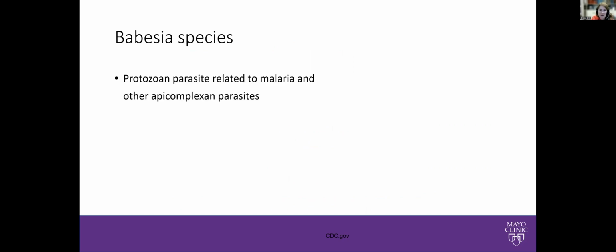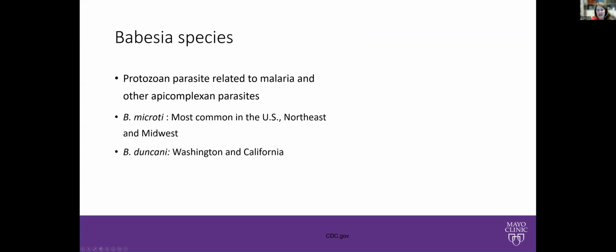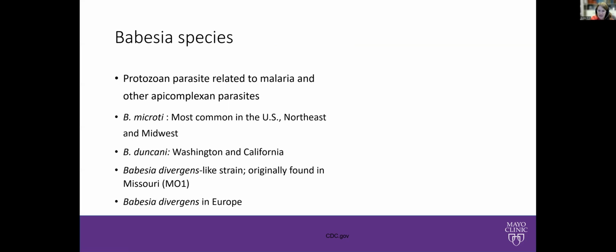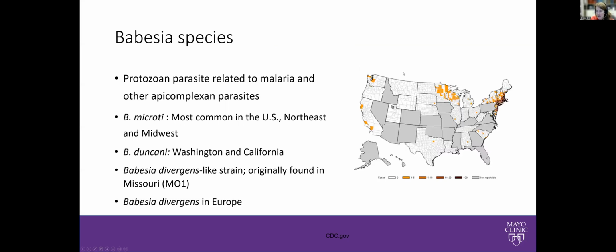All right, so let's talk about some of the other things you can find. Babesia species, it's a protozoan parasite related to Plasmodium species and other apicomplexa parasites. Babesia microti, the one that we worry the most about in the US, is found mostly in the Northeast and the upper Midwest. But then we have this other species, Babesia duncani, you can find on the West Coast. And then we occasionally see this Babesia divergens-like strain. And Babesia divergens happens to be the strain that we see in Europe. So in North America, and specifically the United States, we have the hot spots of the upper Midwest, the Northeast, and then some scattered cases around the West Coast.